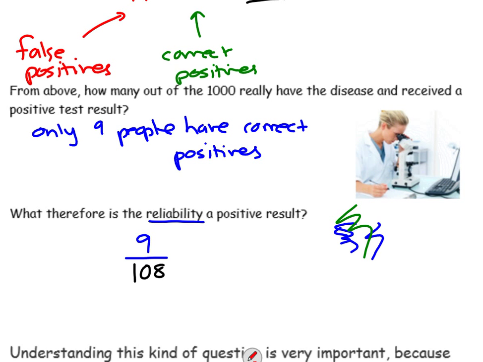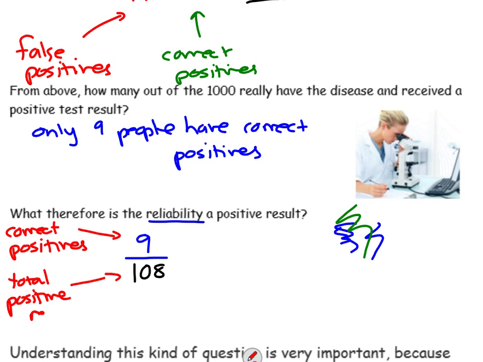So there was 9, as we said, correct positives. 9 correct positives here, and this was the total positive results. So does that simplify? 9 over 108. At the top and bottom, numerator and denominator are both divisible by 9. So 9 divided by 9 is 1, 108 divided by 9 is 12.